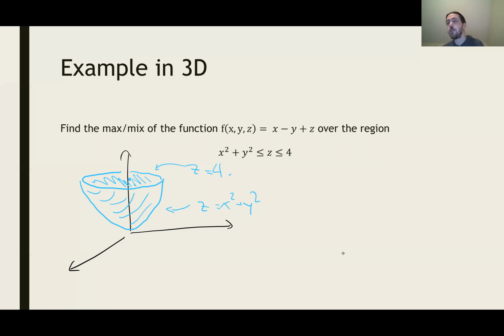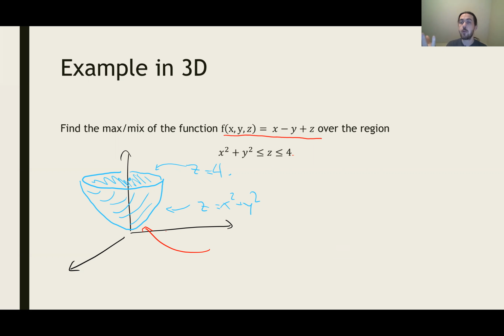Now let's buckle in and do an example in 3D. Let's find the maximum or minimum of this function f of x, y, z is x minus y plus z over this solid region, x squared plus y squared is less than or equal to z is less than or equal to 4. So if we draw that over here, we have a bottom part where z is equal to x squared plus y squared.